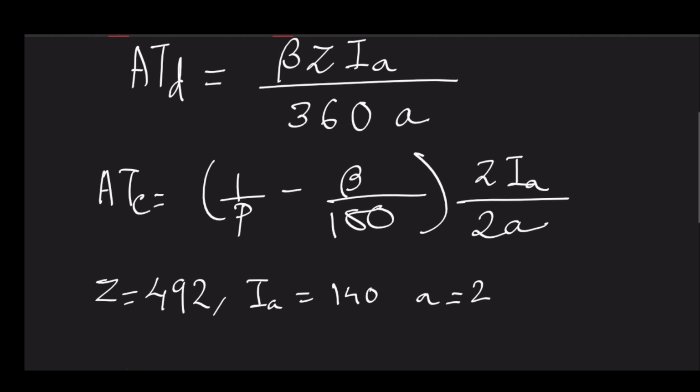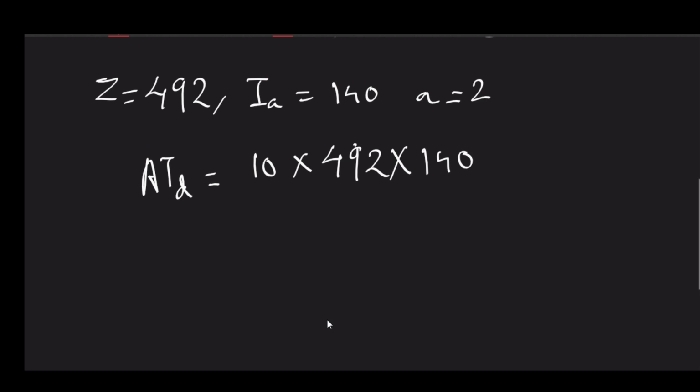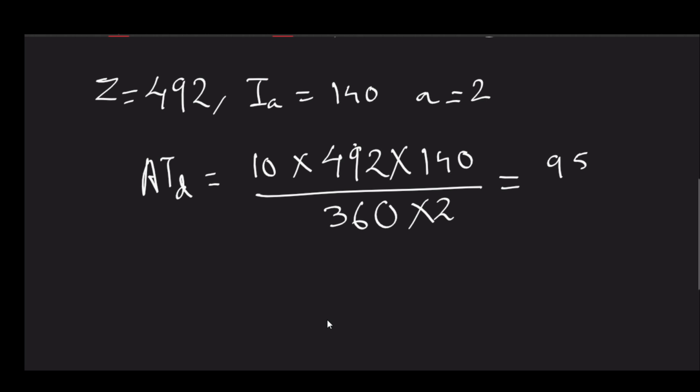So demagnetizing ampere turn ATD is equal to how much? 10 into 492 into 140 by 360 into 2 is equal to 956.6780. I am copying from a book. Please verify it on your own. There may be some calculation mistake.